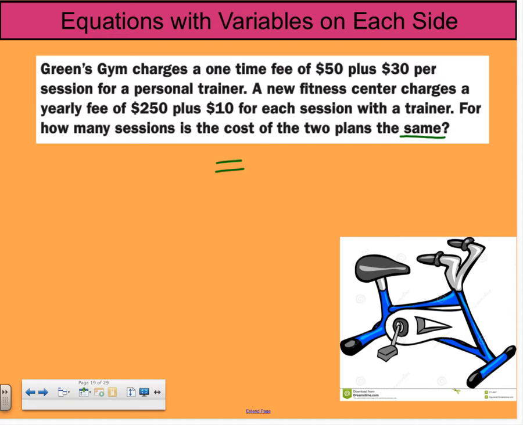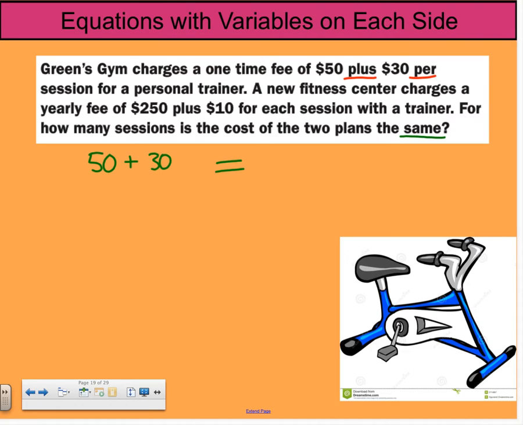All right, so let's break down Green's Gym, okay? Green's Gym says a one-time fee of $50 plus $30 per session. What key words do we see for Green's Gym? Micaiah. Say that again. Of, okay. Possibly in this situation it's not the same. What about this? What does plus mean? We're adding. And here's another key word. What is per? $30 per session. We're talking times, right? So $30 every time. All right, so correct me if I'm wrong. For Green's Gym, we're going to have $50 plus, or added to, $30 times every session.